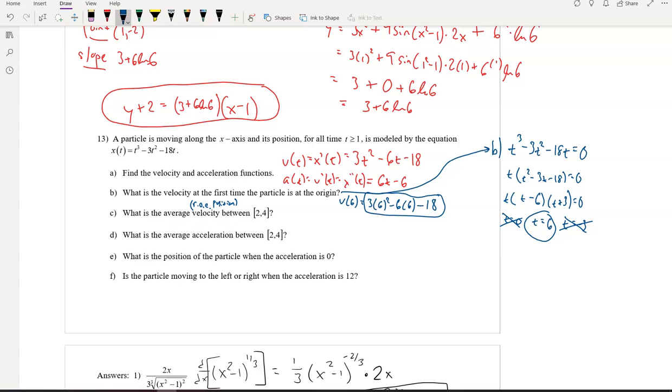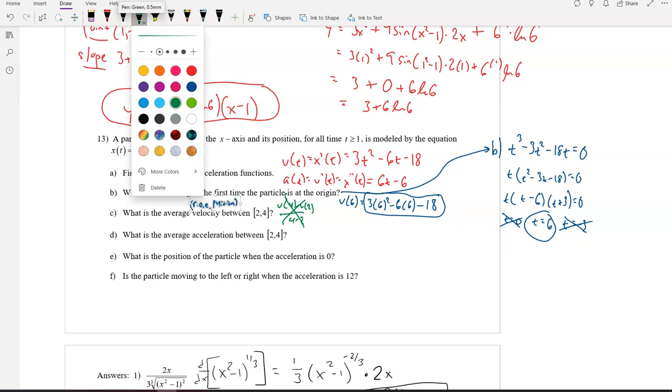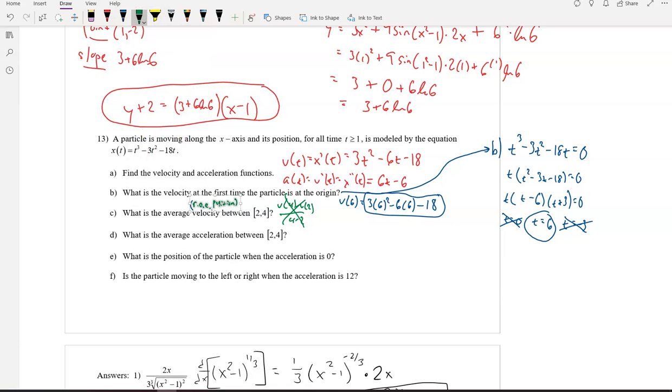So what we're really going to do here, and again, the common mistake students will make, they'll say, average velocity between 2 and 4, they'll say, v of 4 minus v of 2 over 4 minus 2. But that is not the correct formula here, because that formula would actually give us an average acceleration.